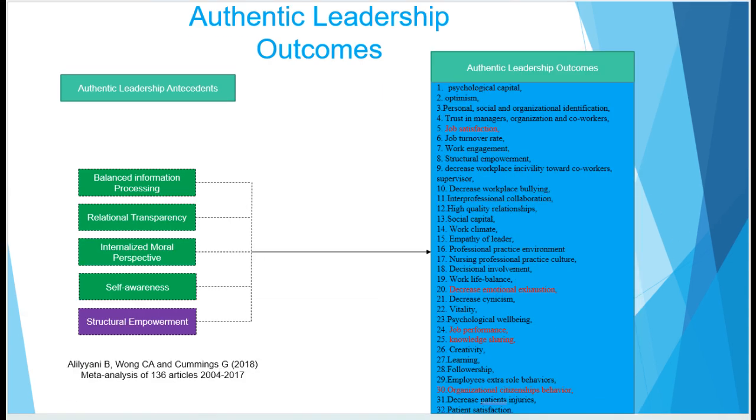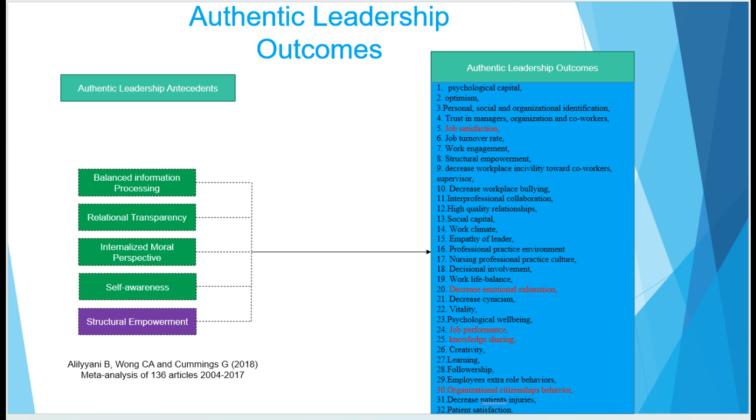Another one is by Aliyah and Wong in 2018. Again, you could see how authentic leadership correlates with other organizational factors. So again, job satisfaction. It decreased emotional exhaustion. Job performance increased. Knowledge sharing. So overall, when you are being led by an authentic leader, you are likely to experience positive behavior, and you are able to have a positive experience in the workplace.